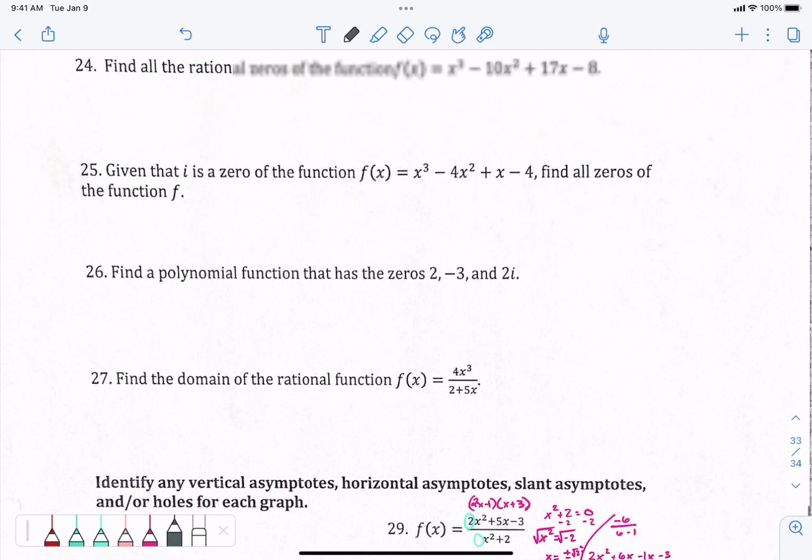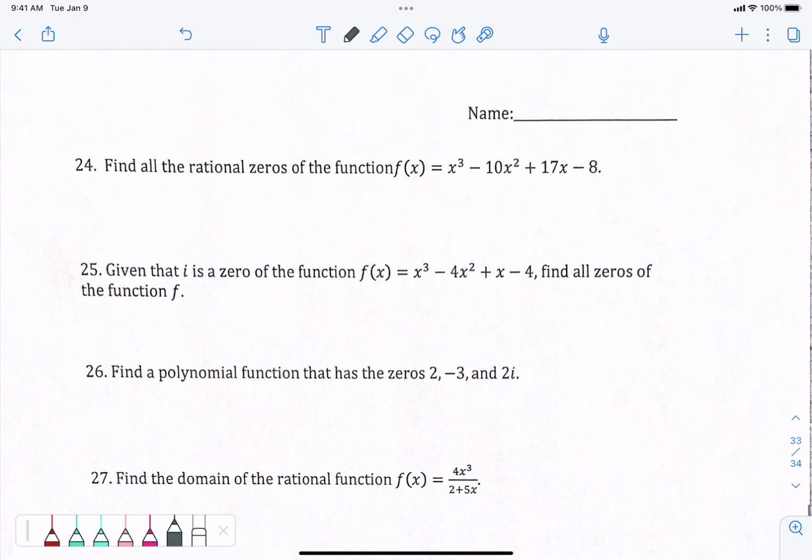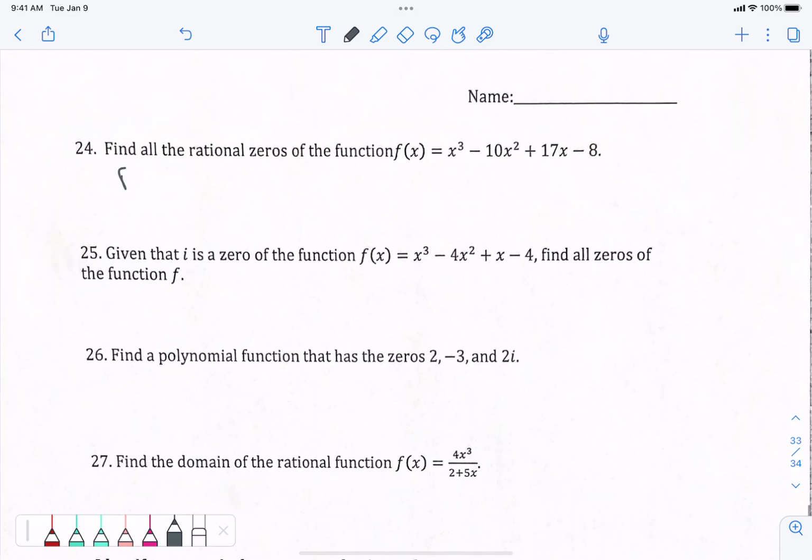It's terrible. Okay, let's just start at 24. Find all the rational zeros of the function. We're going to divide and conquer. You got your calculator? Find all the rational zeros. Okay, P and Q. So we're going to list out all of the possible ones, and then we're going to plug in to find the real ones, okay? P is -8. Q is 1.